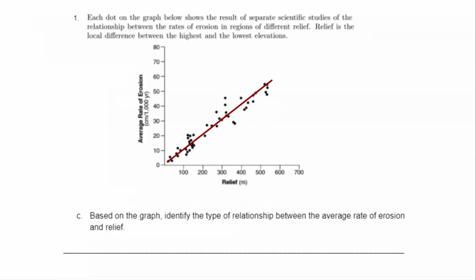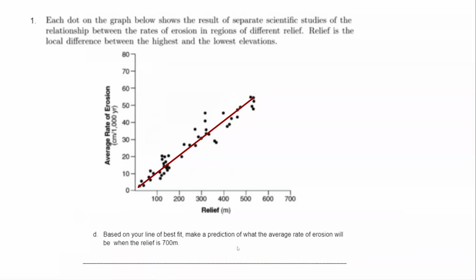And this takes me to 1C. Based on the graph, identify the type of relationship between the average rate of erosion and relief. I can see that this line is going upwards, and when my relief is higher, say 500, my average rate of erosion is also high. When my relief is lower, say 100, my average rate of erosion is also low. So this says it's a direct relationship. When one is increasing, the other is increasing. When one is decreasing, the other is decreasing. So I'm going to say the average rate of erosion and relief have a direct relationship, or you can also say positive relationship. Please always use full sentences and try to include the variables in your answer.